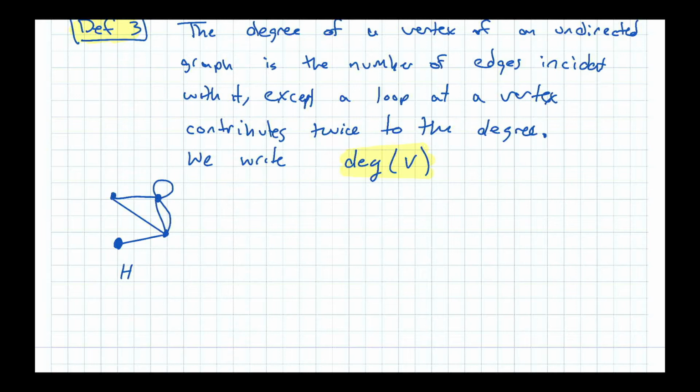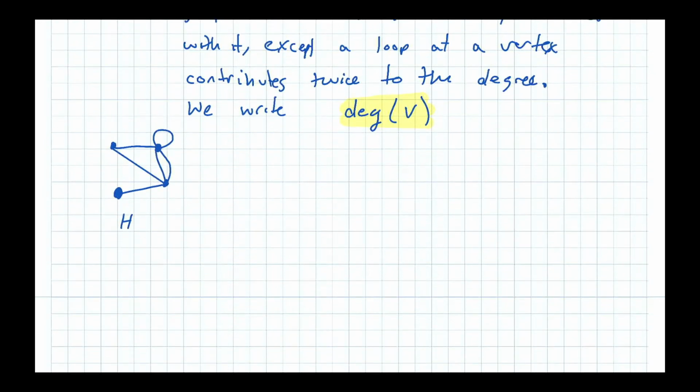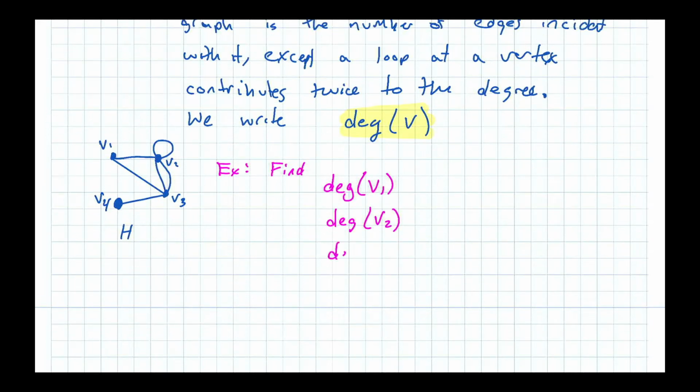Okay, so there's a graph, and let's just label the vertices V1, V2, V3, V4. So we've got some vertices there. Let's find a few degrees. Let's do the degrees of V1 and V2. Actually, if we're doing that, we might as well just do all of them.